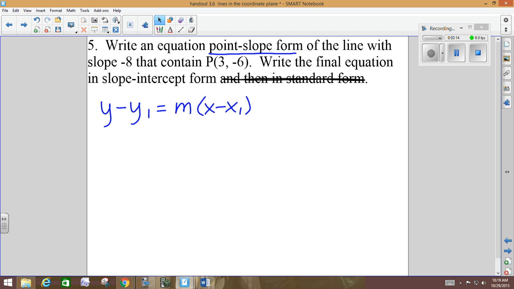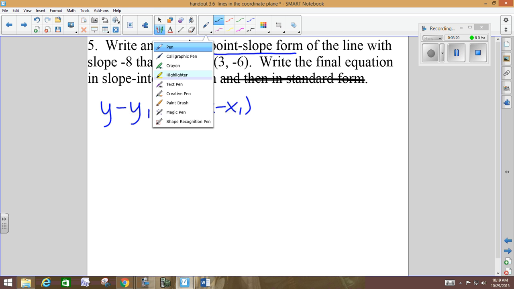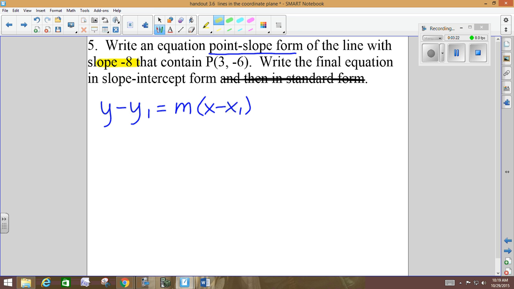Okay? So if we're going to use point slope form, what two things do we need? Slope. And what else? A point. Yeah, point slope. I need a point and a slope. And they give me those. They say the slope is -8 and the point is 3, -6. Those three values are going to be substituted in for y1, m, and x1.